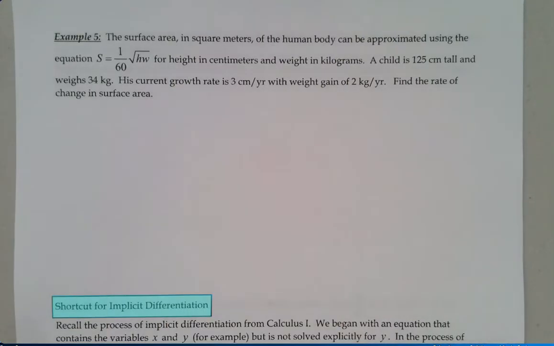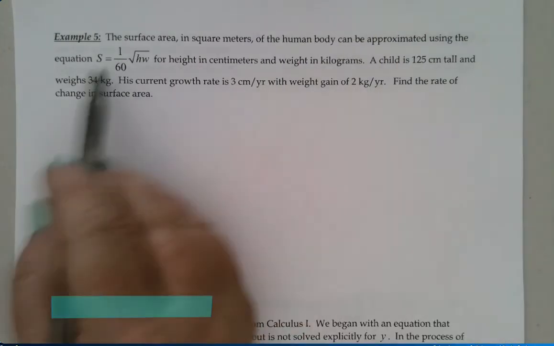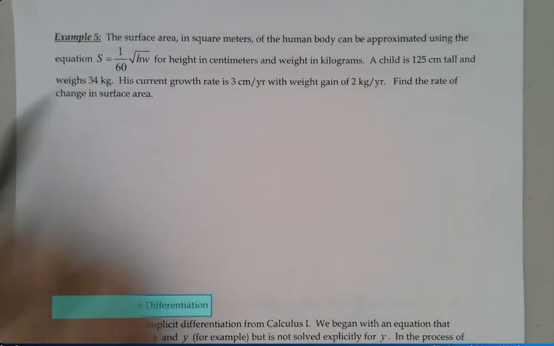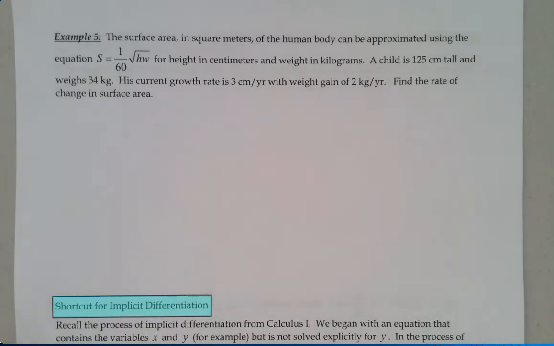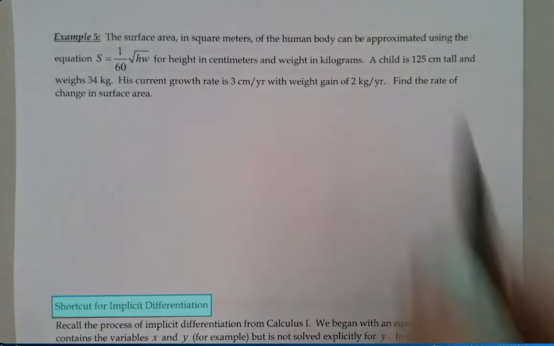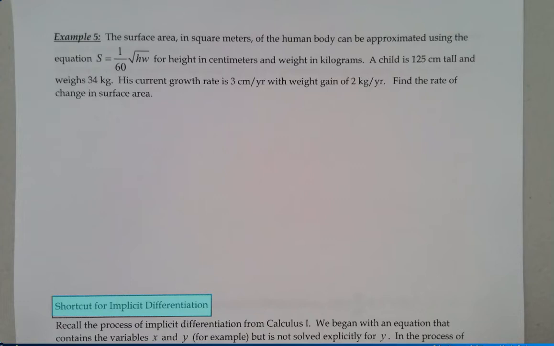We're talking about the surface area in square meters of the human body. So basically, kind of like how much skin do you have? It can be approximated using this equation: S, the surface area, is 1/60th times the square root of HW, where your height is given in centimeters and weight in kilograms. A child is 125 centimeters tall and weighs 34 kilograms, currently growing at the rate of 3 centimeters per year and gaining 2 kilograms per year. Find the rate of change in the surface area.